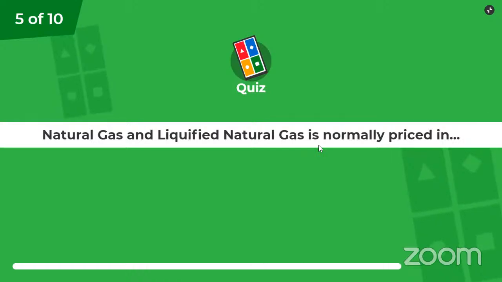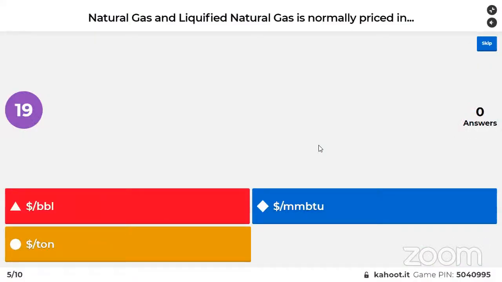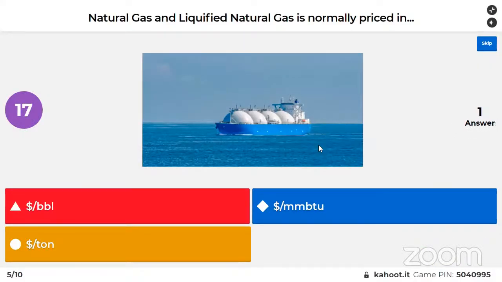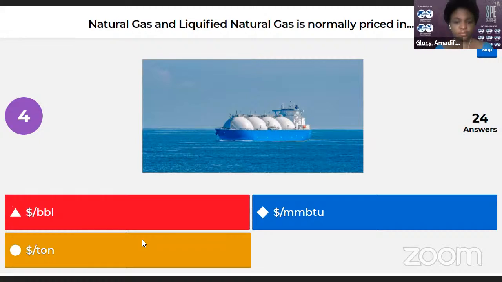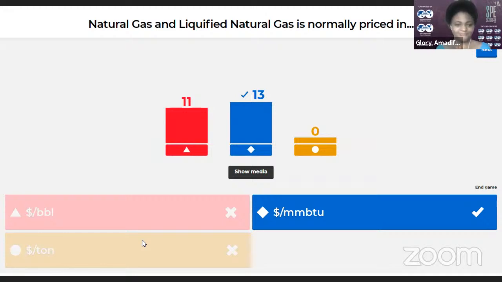Natural gas and liquefied natural gas is normally priced in dollar per BBL, then dollar per MMBtu, and dollar per ton, I think for that. So we have dollar per MMBtu. Just 13 persons got that right.